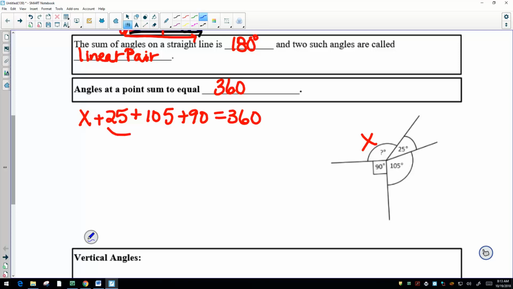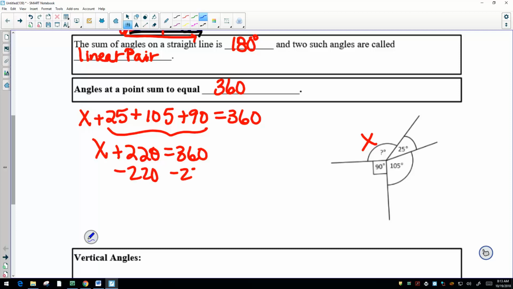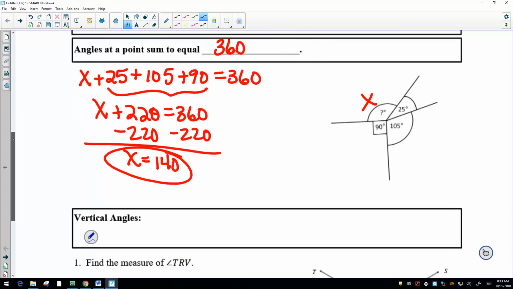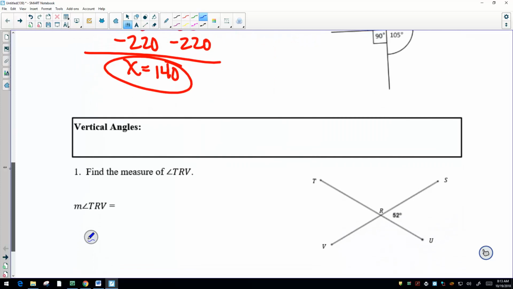So if we combine all of these constants, I see x plus 220 equals 360. And I want to solve for x. So I'll subtract 220 from each side. And I can show you x is going to be 140 degrees. So knowing that 360 degrees, if I have all of the angles all the way around one point, that's my total that helps me solve for x.